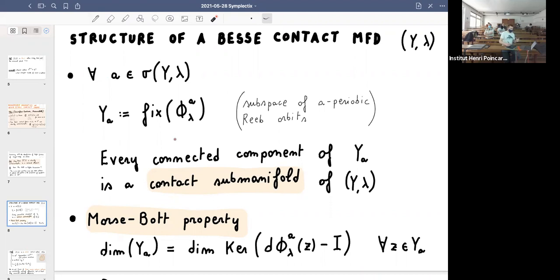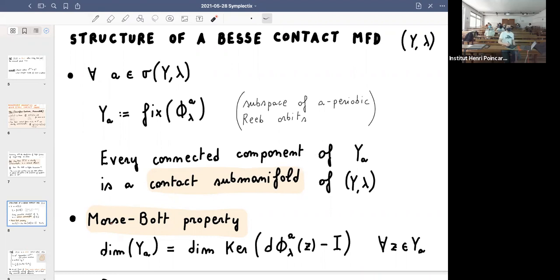It may be disconnected, and the components may have different dimension. But every component is a nice smooth submanifold, and it's actually a contact submanifold of Y. So this is a little exercise on, say, fixed points of isometries. With the right Riemannian metric, the Reeb flow becomes an isometry. Every time-T map of the Reeb flow is an isometry. Furthermore, Besse contact manifolds are Morse-Bott. This is also an exercise.